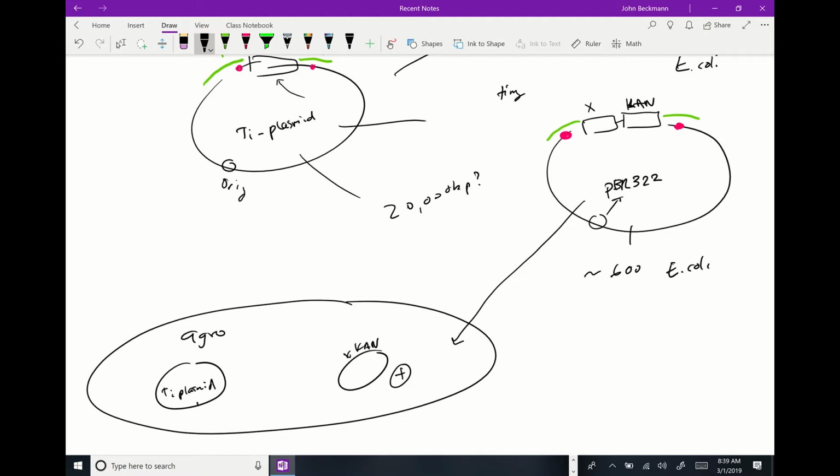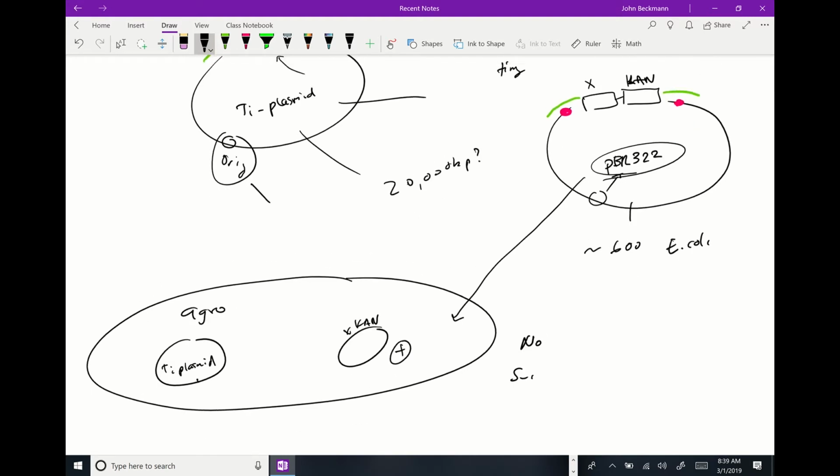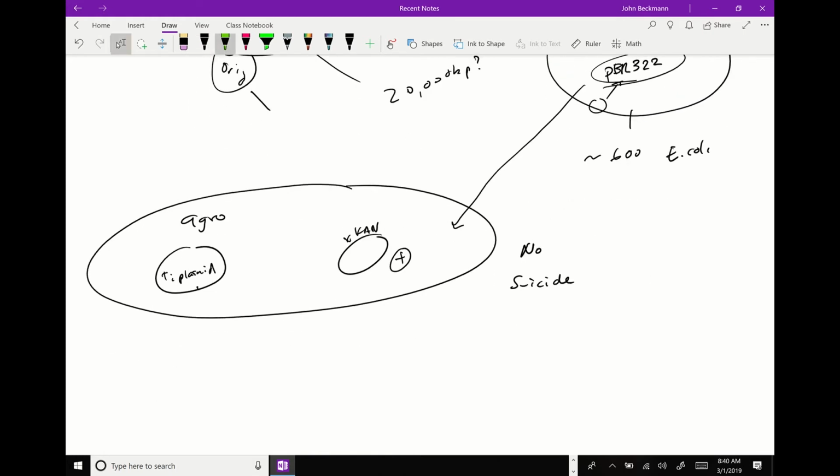So I just told you this origin is probably not going to replicate in E. coli. Is pBR322 going to replicate in Agro? No. Okay. So this is a suicide plasmid. Again, very similar to a transposon. You give it something that it's not going to keep replicating in the Agro. And then you can start selecting, if you have the regions that match, what might happen?